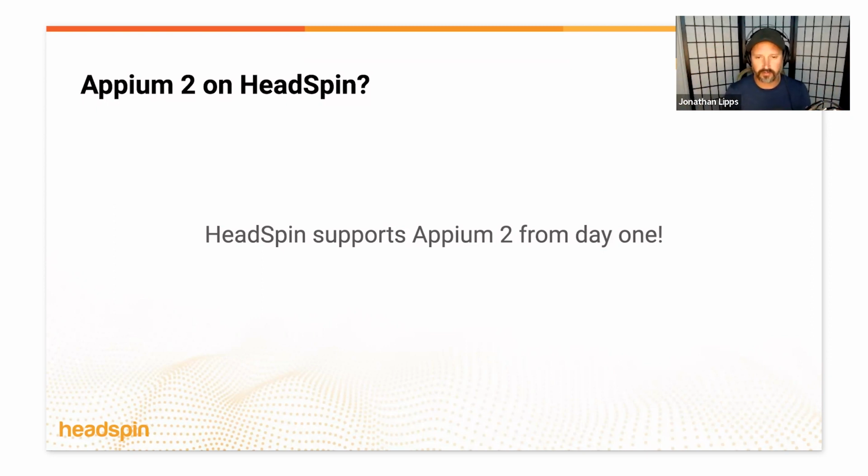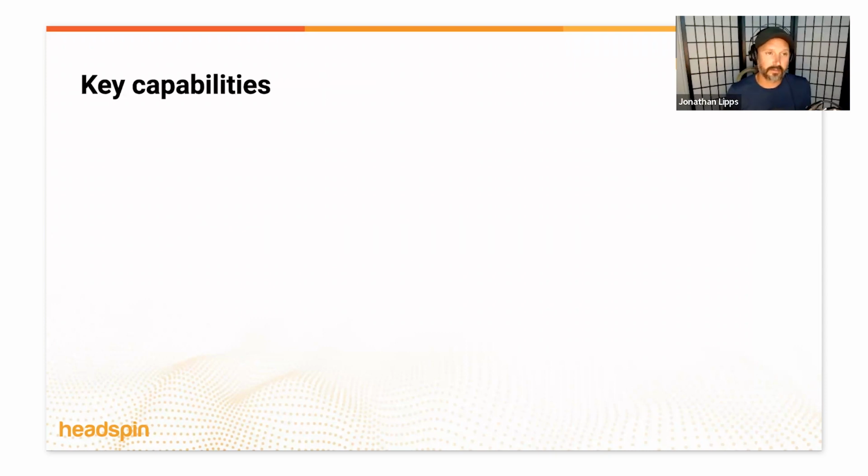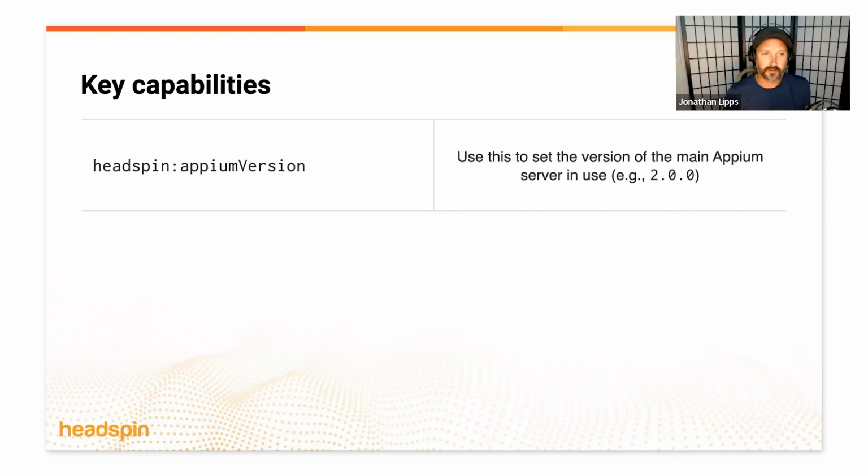And Appium 2 obviously supports HeadSpin. HeadSpin supports Appium 2 from day one, and has supported Appium 2 from before, from the beta period as well. So it's totally possible as a HeadSpin customer to just switch right over to Appium 2 with minimal changes to your own code, fewer changes even than when running locally. Just a few things to be aware of as a HeadSpin user. If you want to opt into Appium 2 at this point, you want to use the HeadSpin Appium version capability.